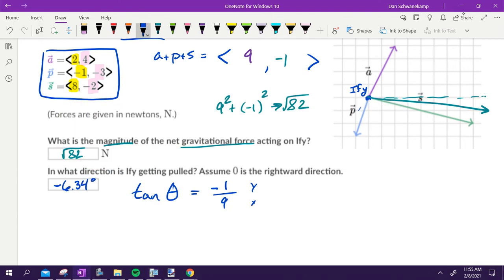Does that look like a negative 6 degree angle? Yeah, that should make sense. And our newtons were 82 newtons, so a little bit more than 9. Yeah, that line looks a little bit more than 9 based on our values there.